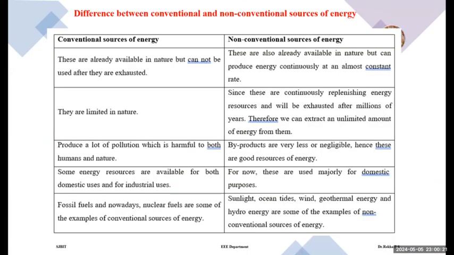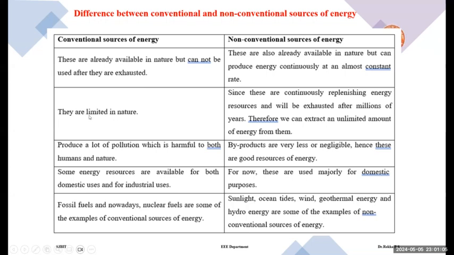So after knowing the advantages and disadvantages of conventional and non-conventional sources of energy, if it is put together, how do you compare the conventional with non-conventional? So let us compare and see the sources of energy. Conventional sources of energy are already available in nature but cannot be used after they are exhausted. Similarly, non-conventional sources of energy are also already available in nature but can produce energy continuously at an almost constant rate.